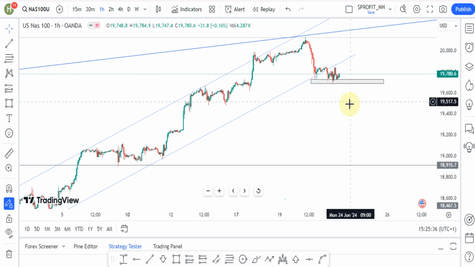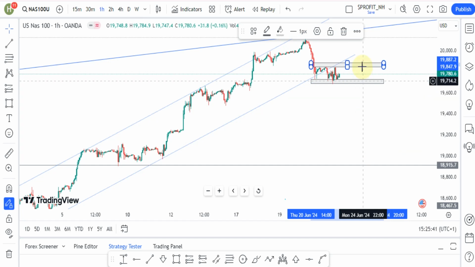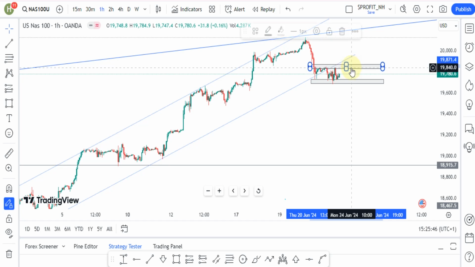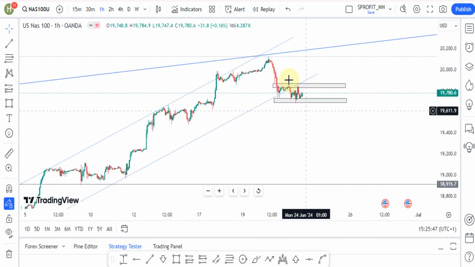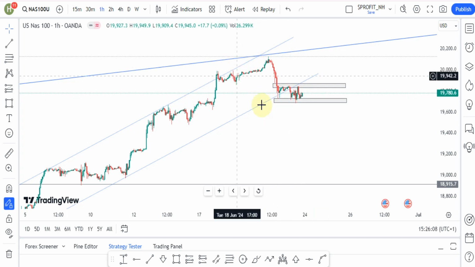But if it doesn't break below this area, then we should expect it at least to break above this area. Then if it breaks above this area, which means we'll go in for more buy entries from this point, then hold it all the way up there. We might have our take profit at this point. This should be our first take profit. And if you choose to hold it all the way up, you just make sure you have your stop loss at break even before you continue holding on.